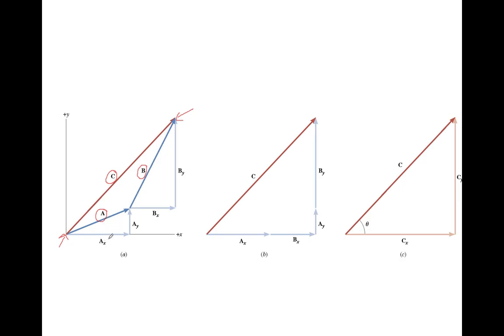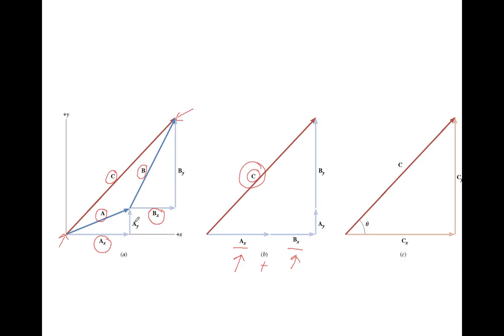So the x component of vector A is here, and the x component of vector B is shown here. The x component of the resulting vector C is Ax plus Bx. So it's the x component of A plus the x component of B that makes up the x component of C.